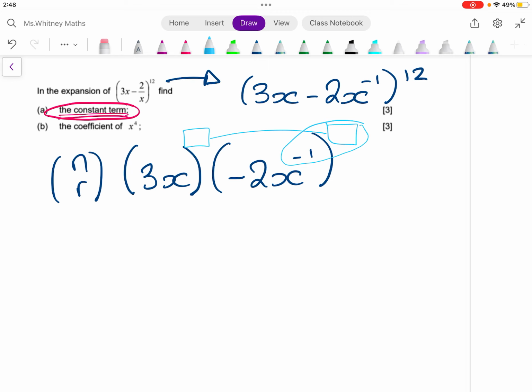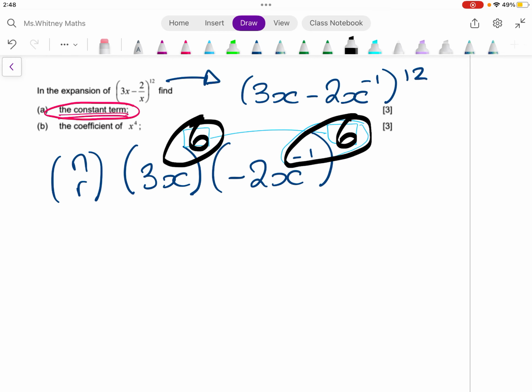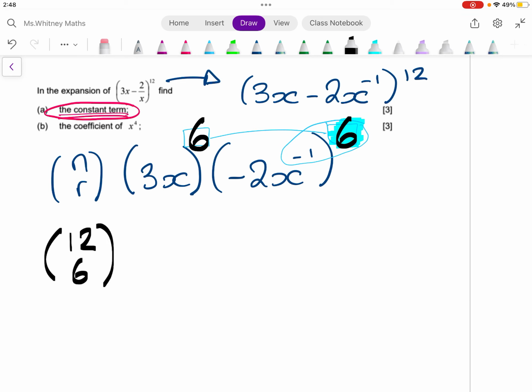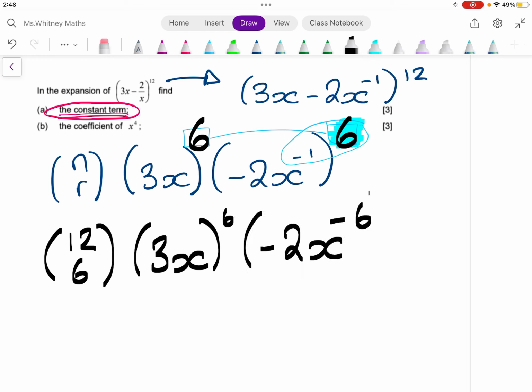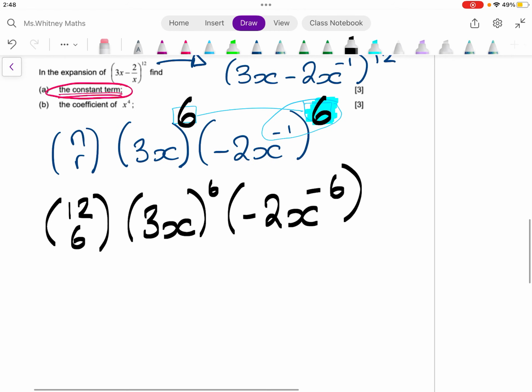Okay, well, it doesn't always work using half because these powers might be different, but we're going to use 6 and 6 here because I can see that 6 would be here and negative 6 would be here. So they're going to cancel, they're going to make x to the 0. Now I can see that r needs to be 6. It's not always the case, you've got to be really careful with this. So we have 12 choose 6, and then we have 3x to the 6. And we have minus 2x to the minus 6. Okay, oops, I'm going to take that 6 out just for a moment because I was missing something.